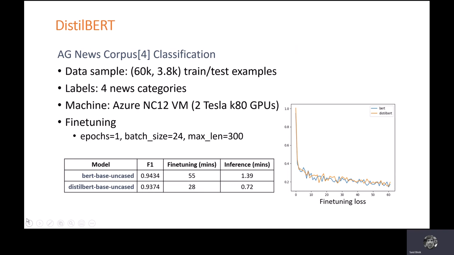And you can see the F1 score is very close, almost the same if you round it. Whereas the inference time and the fine tuning time is almost half. So you can see the advantage of using something like distilled BERT, and it's made available and very easy to download and use.